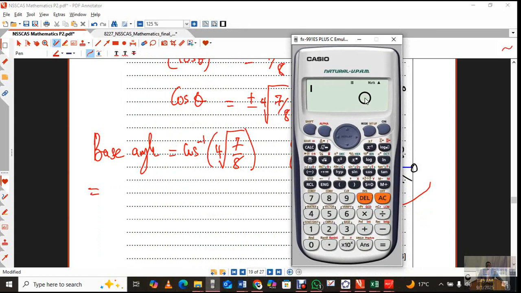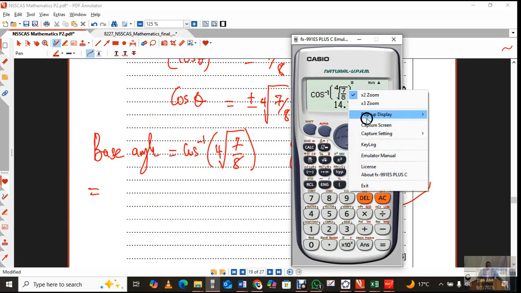Right, so inverse is on degree mode, just to be sure. Inverse cosine of the fourth root. Now let's look where that root button is. I'm getting a bit blind here. There we go. So that's the fourth root of, inside here I have 7 upon 8. No, I have to go out of the thing. Close. Hit enter. Oh, I'm just going to capture that.